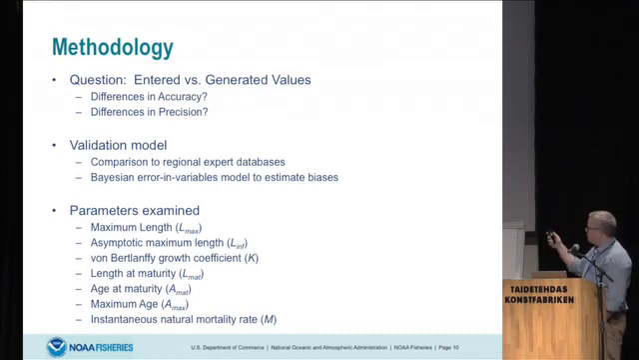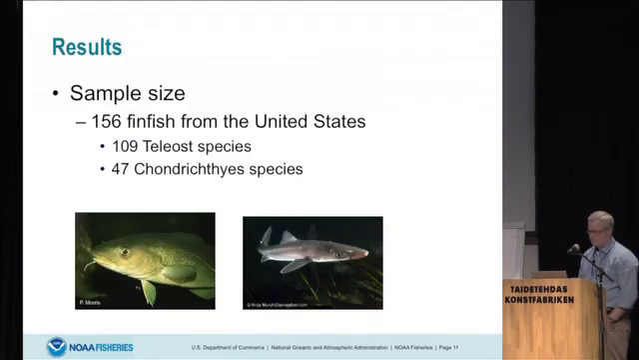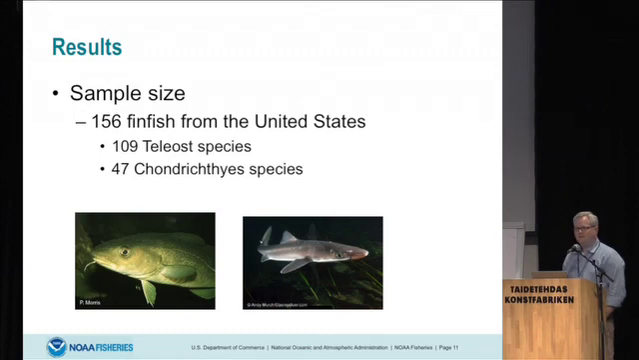Just to go over them really quickly, we had maximum length, length infinity, von Bertalanffy growth coefficient K, length at maturity, age at maturity, maximum age, and natural mortality rate. We were able to get information on 156 different species from the US. Two-thirds of those were bony fish, and the other 47 species were sharks and rays.